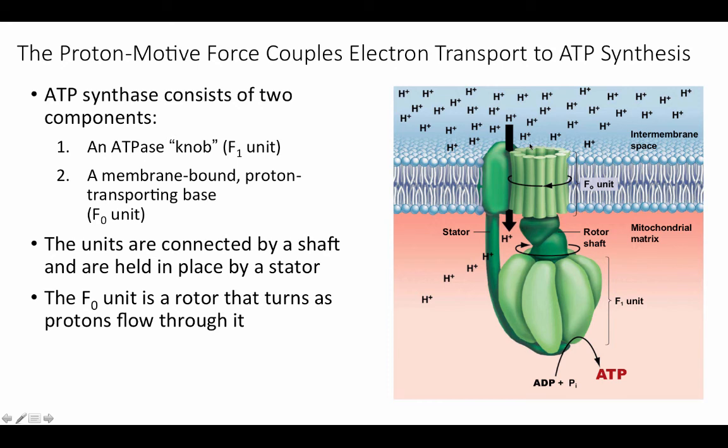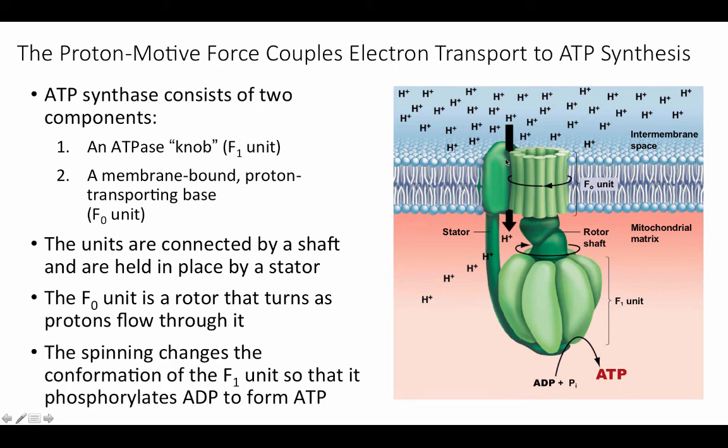One proton at a time is going to attach to binding sites on each of these elements of the rotor and make a complete turn around the rotor. The spinning changes the conformation of the F1 subunit so that it's going to phosphorylate ATP. So this is going to be a mechanical force that's going to power the synthesis of ATP.